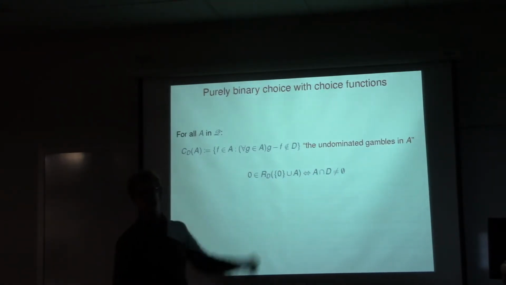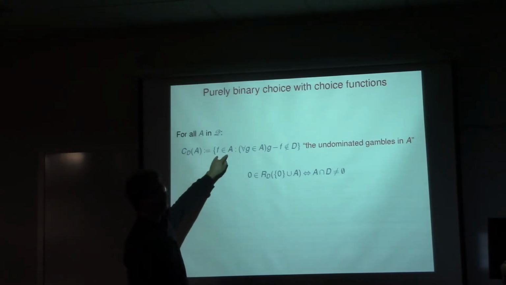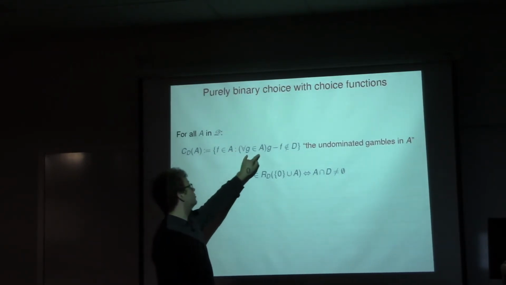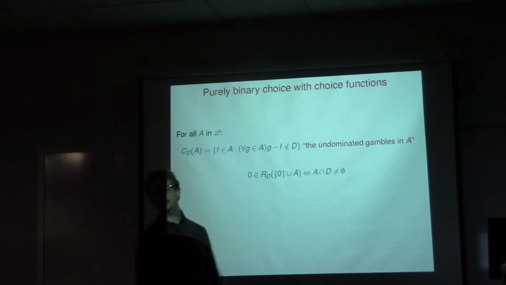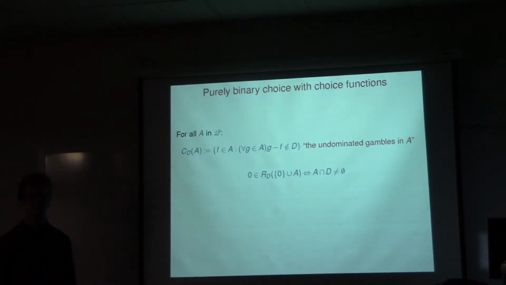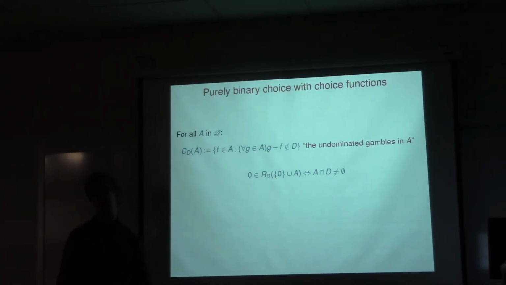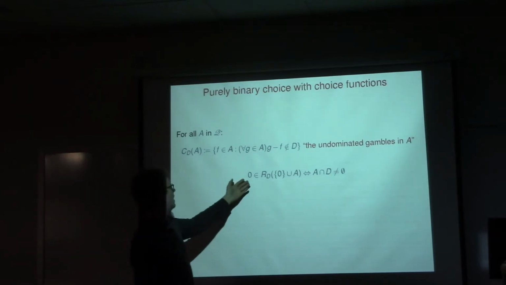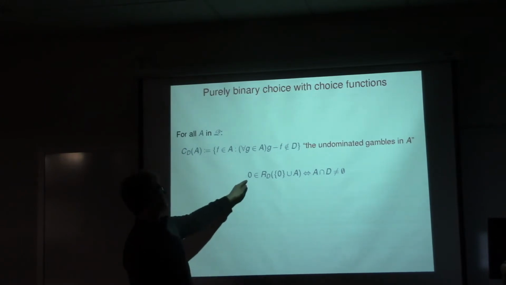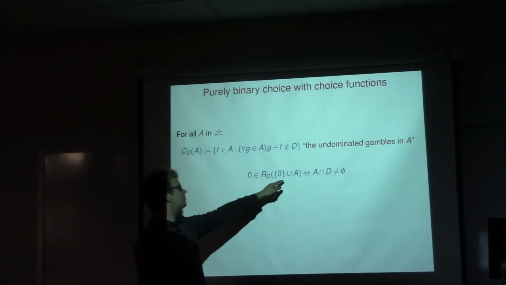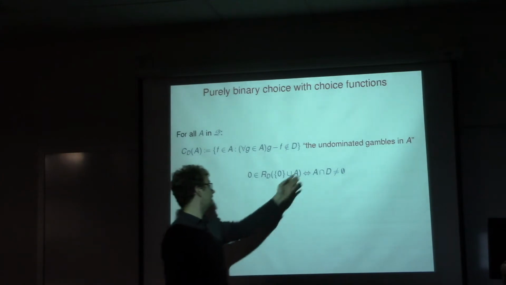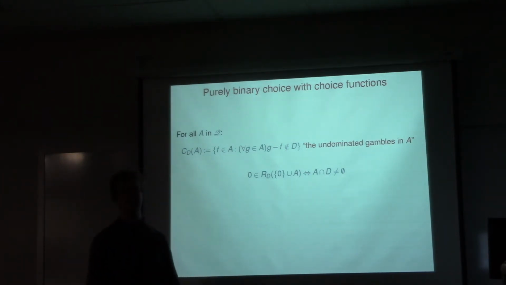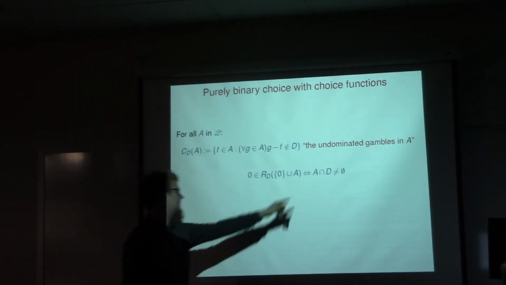It turns out to be this one. It identifies the undominated gambles in A. These are the gambles f in A such that there's no g in A that is better than f, according to my set of desirable gambles. This is what I call my binary choice function, or at least the least informative one. It's easier to see in terms of rejections: 0 is rejected from an option set if and only if there's at least one desirable gamble in it, so this intersection is not empty.